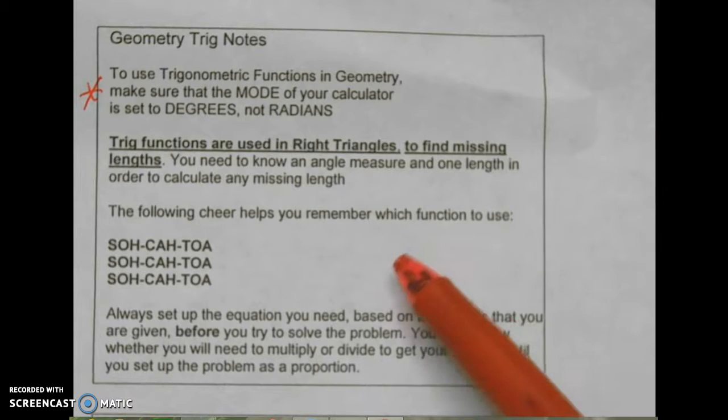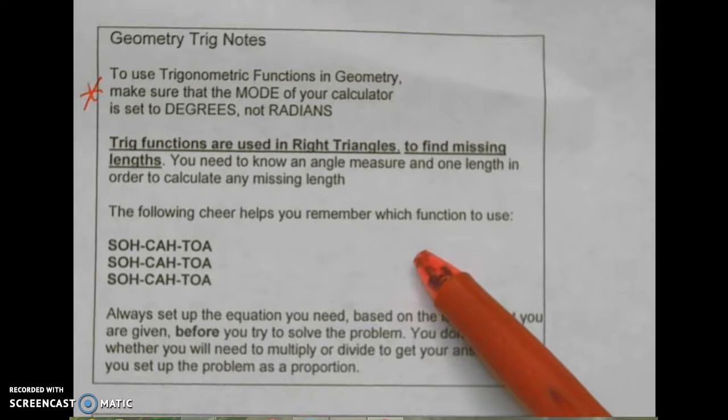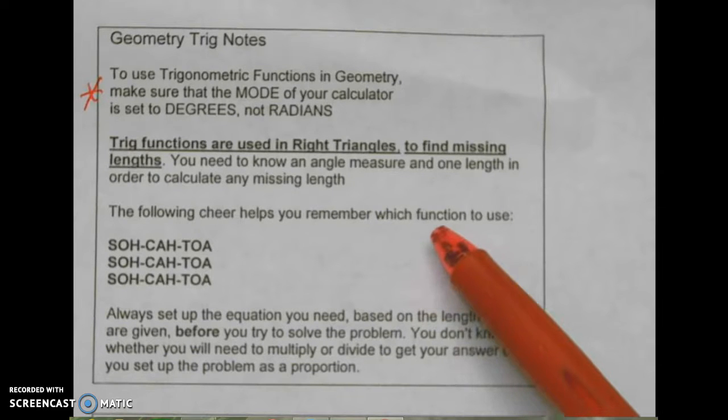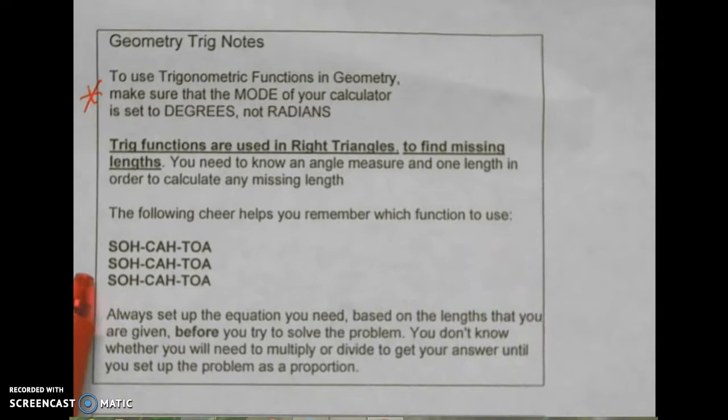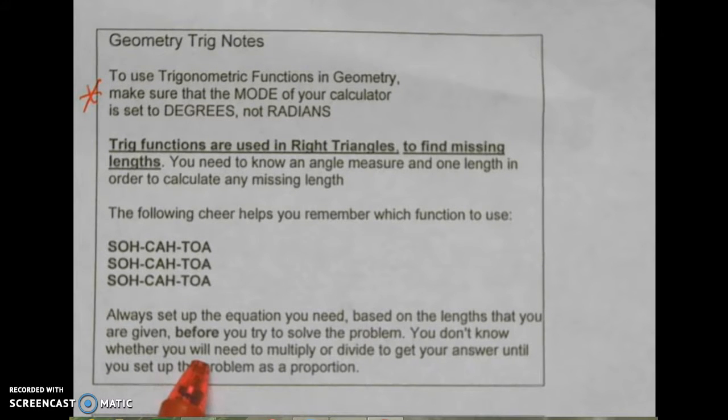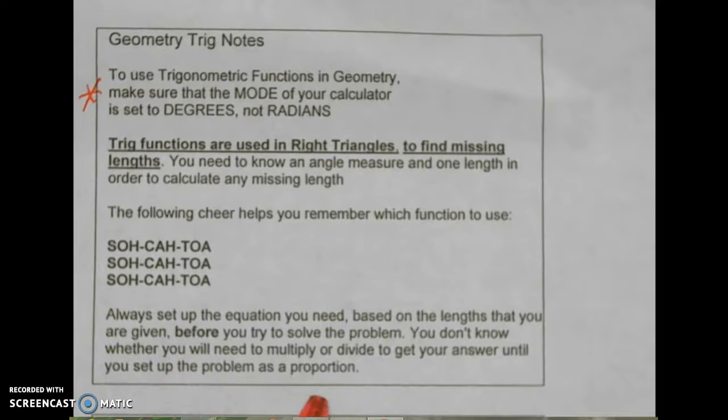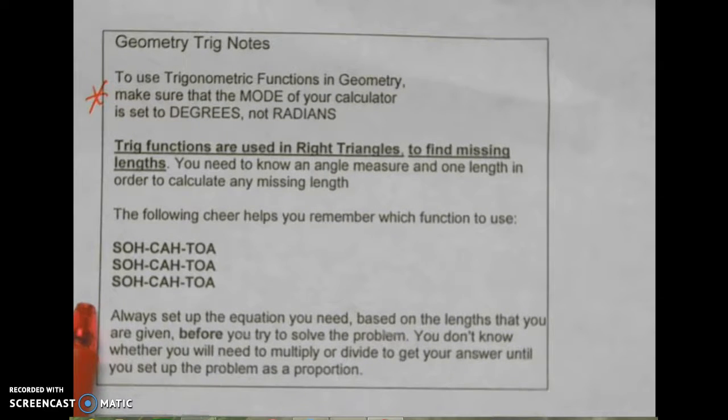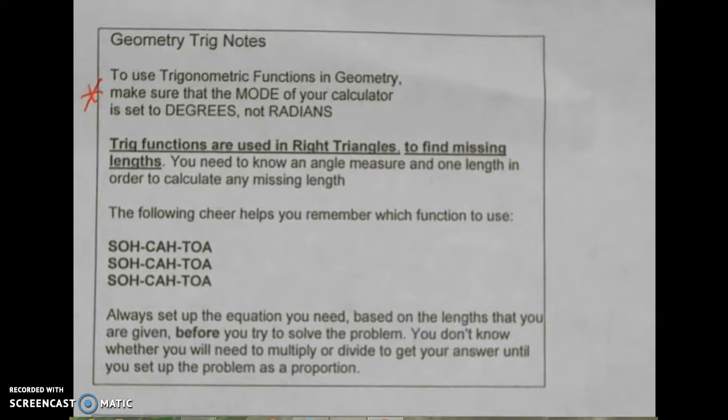Our trig functions are basically ratios, and they're ratios of different sides of our right triangle. And in order to remember which function to use, whether you're going to use your sine, cosine, or tangent, you have the battle cry that geometry students worldwide have always used, and that is SOHCAHTOA. We're going to use that SOHCAHTOA to set up an equation based on the lengths I'm given before I try to solve the problem, because I won't know whether I need to multiply or divide to get the answer until I set up a proportion using my SOHCAHTOA. This is how SOHCAHTOA works.